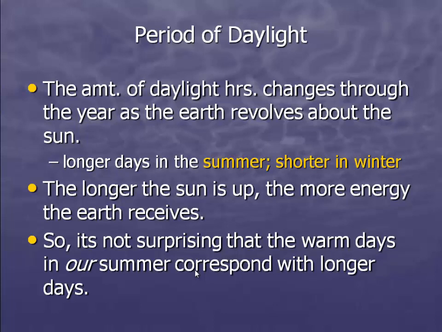Okay. You'll recall here in Chicago, our longest days are in the summertime, June, July, and August. Our shortest days are in the wintertime, December, January, and February. So the longer the sun is up, the more energy the Earth receives. That's pretty much a no-brainer, right? Our warmer temperatures are in the summertime, partly because the sun is up for a longer period of time, and when the sun's up, we can receive more energy. So it's really not surprising that our warmest days are in our northern hemisphere summer when we have the longest daylight length.